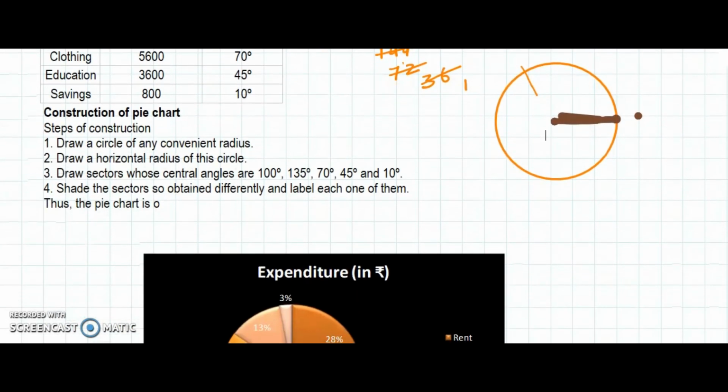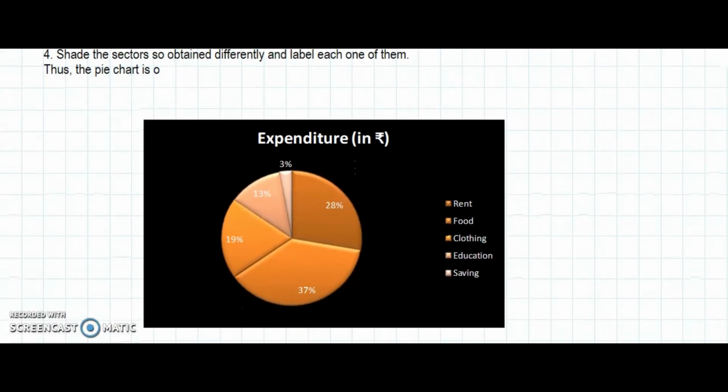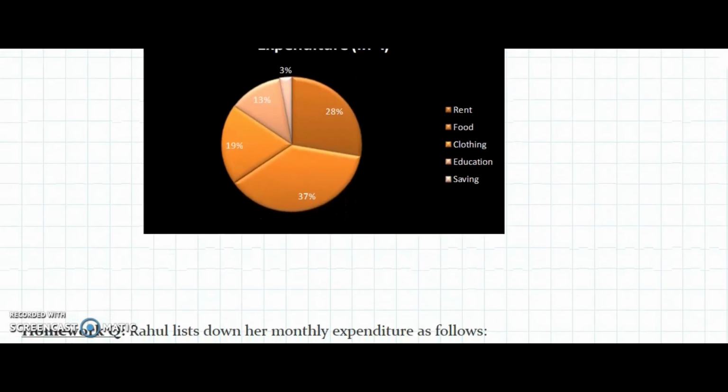So here's one. I have drawn one 3D chart here which is showing all the expenditure, rent, food, clothing, education, and saving in the form of percentage. So I'm sure it is very clear to you how we can construct the graph. Put the protractor properly when you're drawing the graph, it should be equal measurements. You should not get deflected. You should point the circles properly, and in this way you can draw the graph easily. Very interesting type of technique is that.